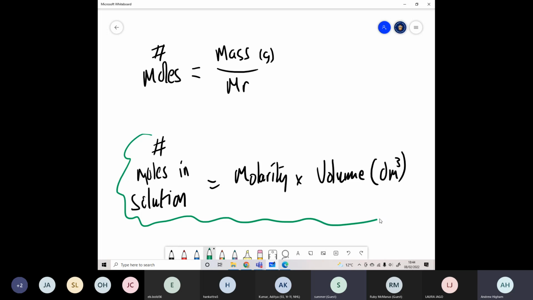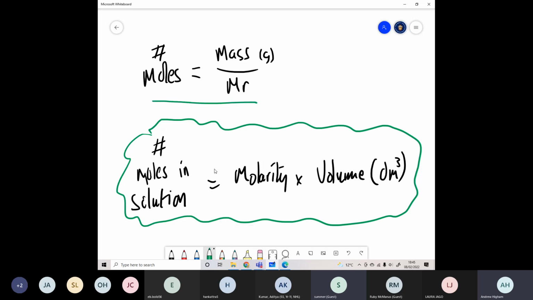I will go back and look at this another time. If there is demand to look at calculating moles in solution and titration questions, and you can leave me messages on Teams or whatnot, I'll put a session on for calculating moles in solution and then applying them to titrations. But for now, what we're going to look at is this top one. The number of moles is the mass in grams divided by the MR. So we will go back to this in a few minutes.